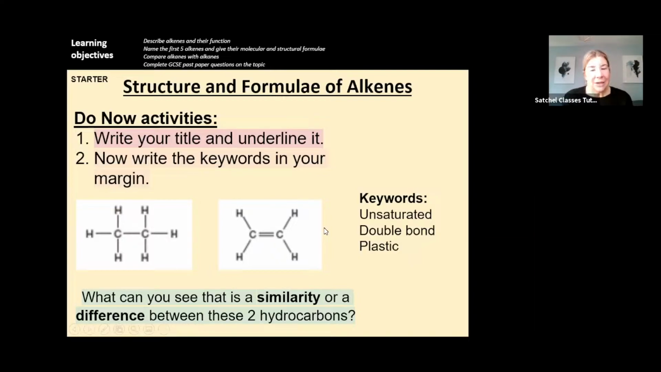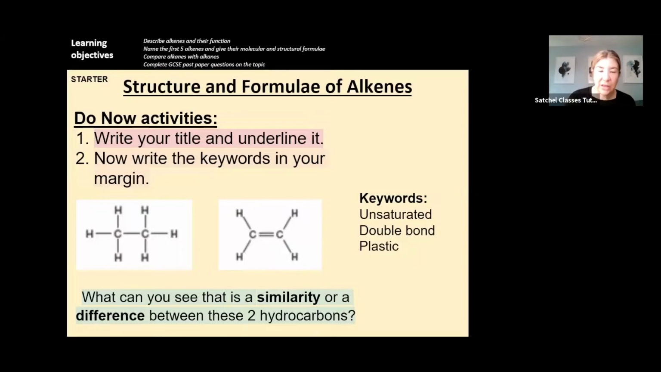You might have come across this before in a different lesson, but I think it's a really nice question to see how much you remember. The question is, what can you see that is a similarity or a difference between these 2 hydrocarbons? This is a key word from the topic. Hopefully you remember that hydrocarbons means a compound containing hydrogen and carbon only. At GCSE, you just need to know about the alkanes and the alkenes when it comes to hydrocarbons. If you do separate or triple science, then you will need to know a little bit more about alcohols, carboxylic acids, and those things as well.